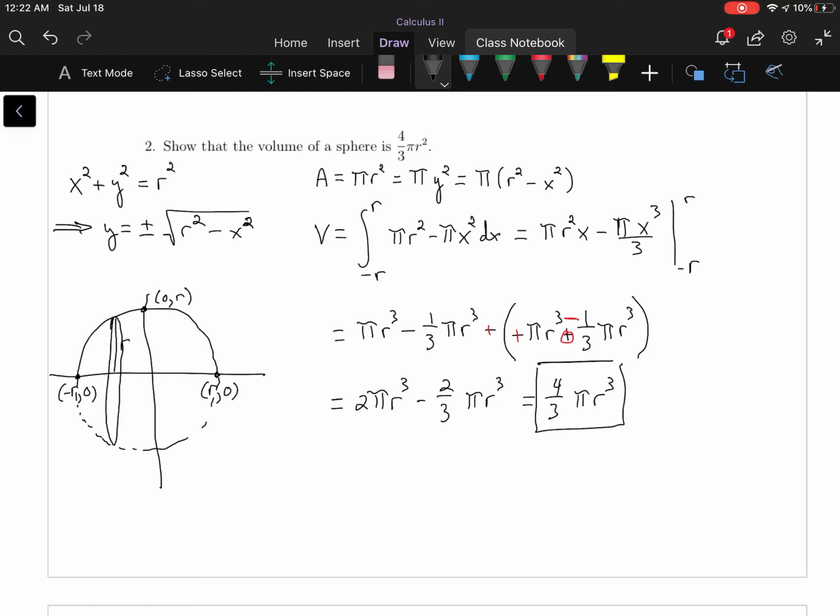And I'm just realizing I have a typo over here. That should be 4/3 pi r cubed. So that is the volume, and that's where it came from.